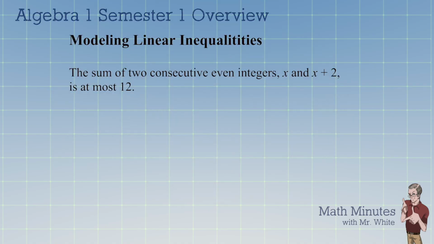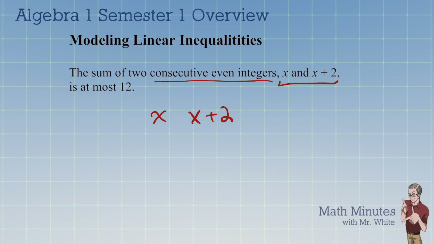And here's another classic problem. The sum of 2 consecutive even integers. What does consecutive mean? That means in a row. Like if you're counting consecutive numbers, you'd be 0, 1, 2, 3, 4, 5, 6. So if you're counting consecutive even numbers, that means 2, 4, 6, 8, 10. So what is the formula for that? Well, if you've got the number x, the next number would be x plus 2. That's what that means, okay?